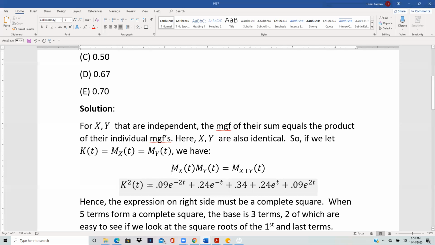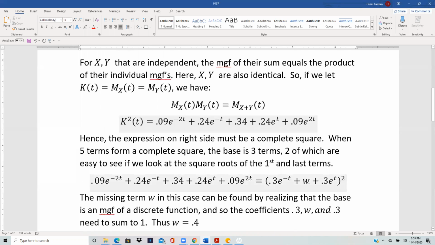So K squared of t, since each of them is K of t, is the given expression. Instead of using M of X plus Y, they are using M of t, and so M of t is given to be this expression. And now, since this expression equals a square, and whenever we have variable expressions that we know are equal to a square, it means that this expression can be written as a whole square.